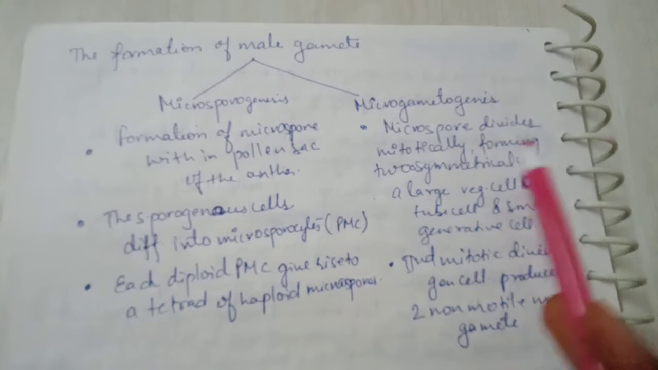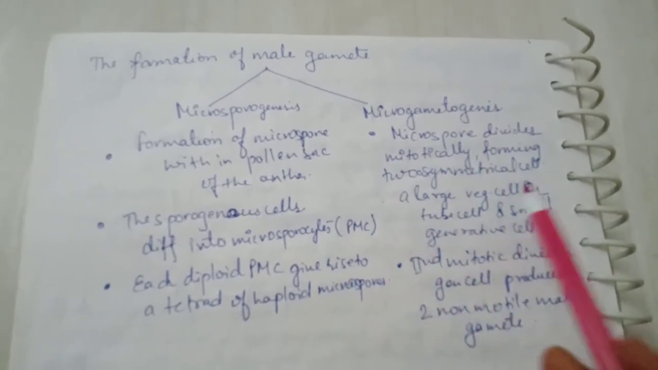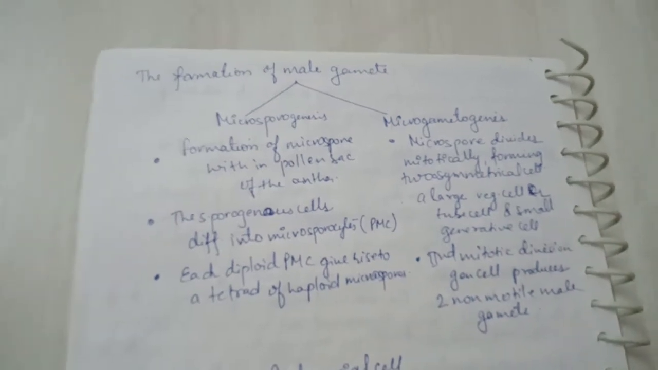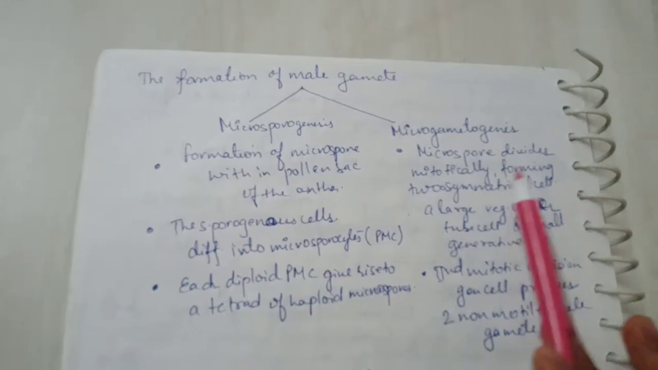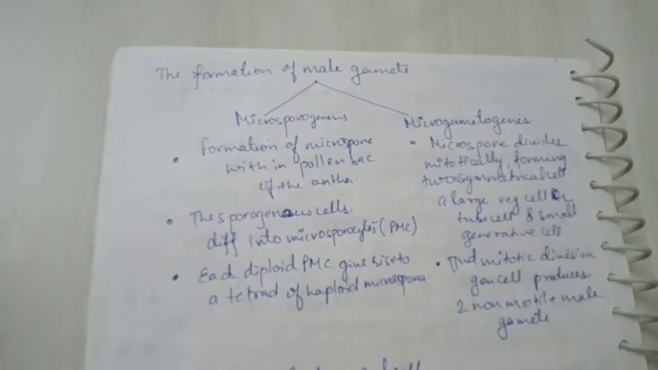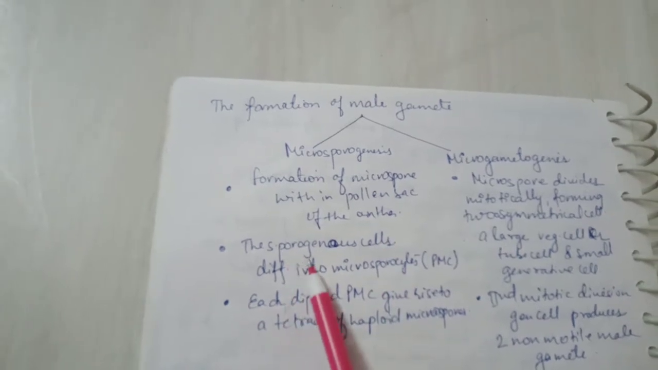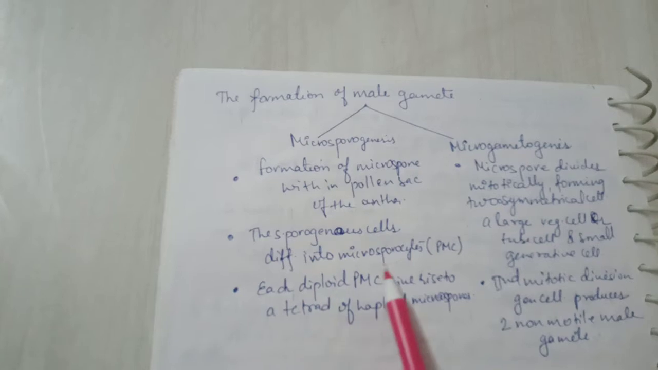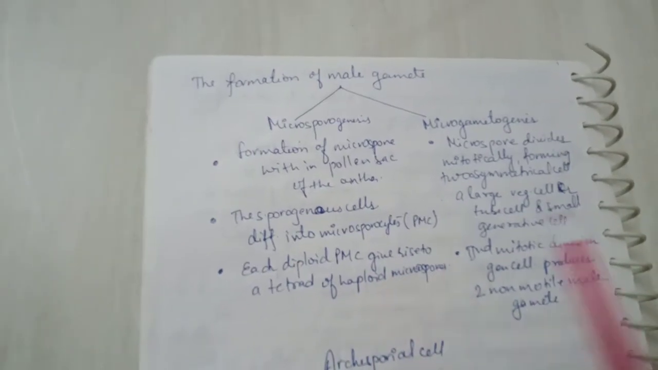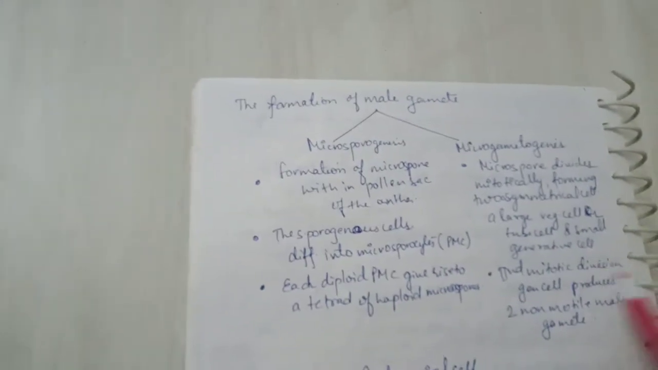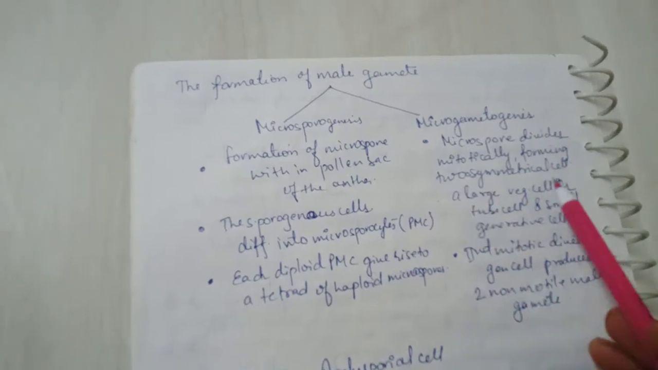Microspores divide mitotically, forming two symmetrical cells. Okay, so this is the formation of microspore inside the pollen sac, and this is the division of microspore. Next, in microsporogenesis, these sporogenous cells differentiate into the microsporocyte, meaning primary mother cell. And what happens in this? The microspore divides mitotically, forming two symmetrical cells.